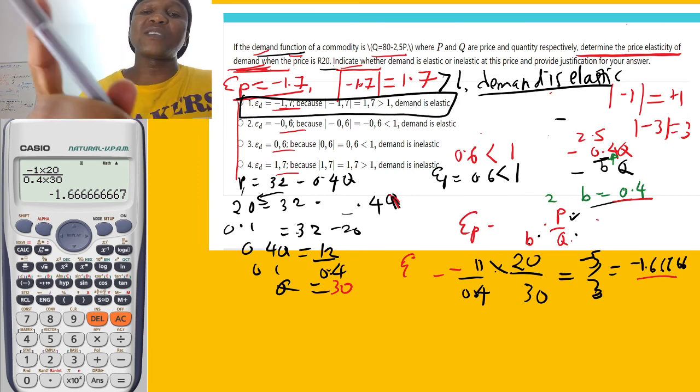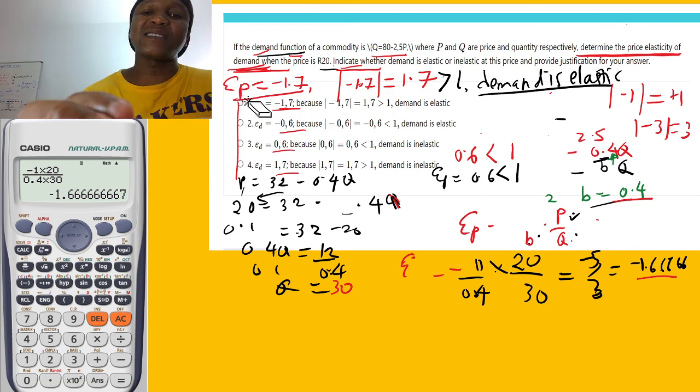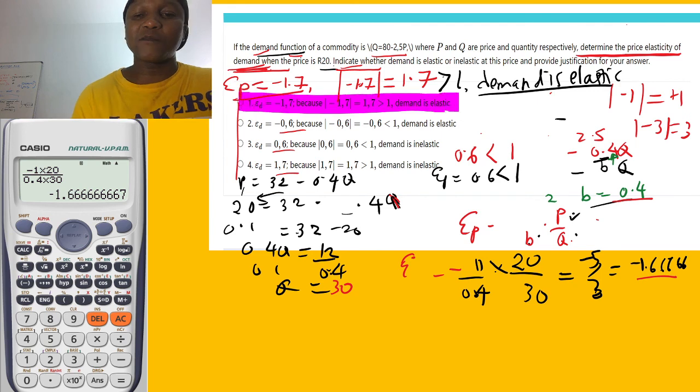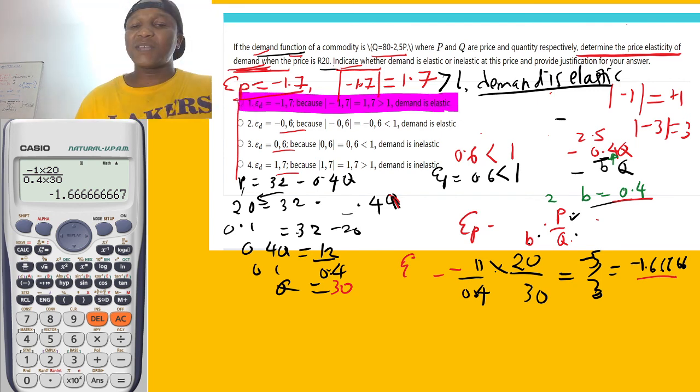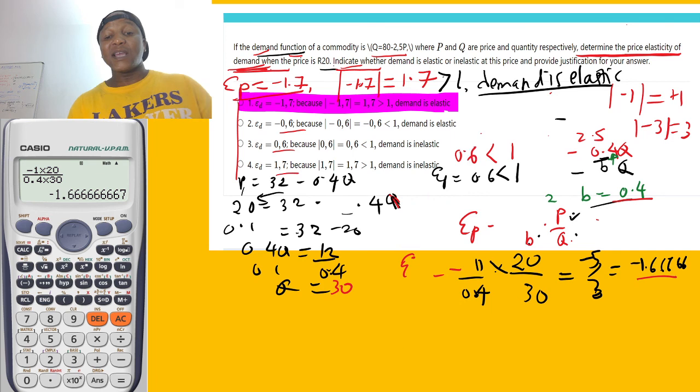Or you can simply say this. Let me put pink here, for the lady who likes pink. That's our option and that's our answer.